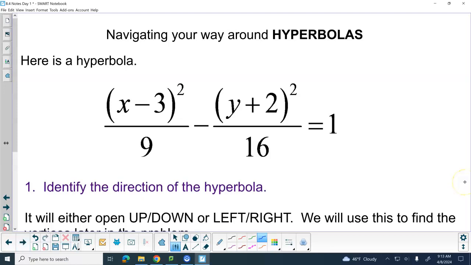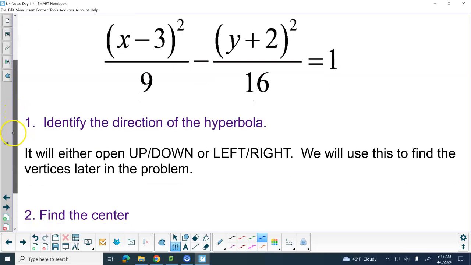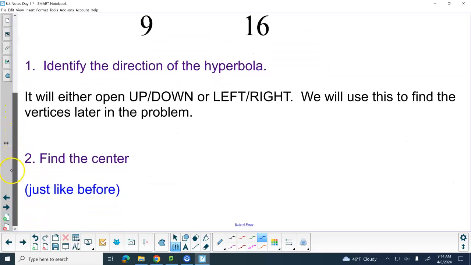The very first thing that we are going to do is identify the direction of opening. That's the x squared minus y squared, or y squared minus x squared. This is an x squared first, so it's a left and a right opening for a hyperbola, two parabolas. Then the center, just like before, is going to be at the point H comma K.